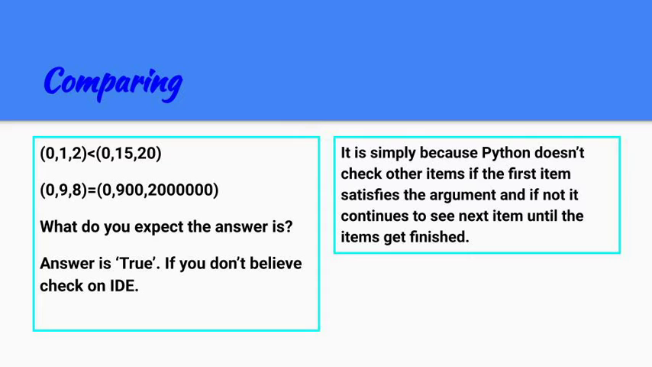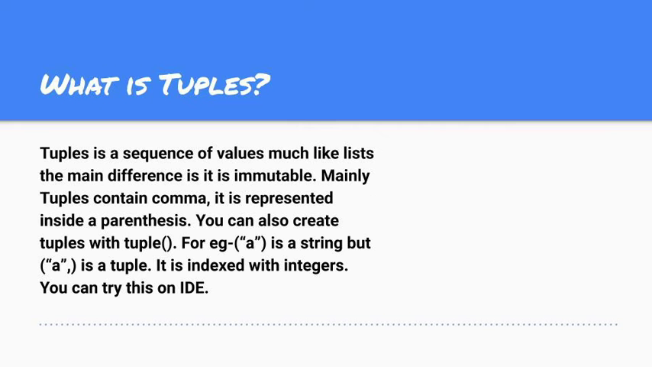Comparing both of them are true. Why? The answer is because Python doesn't check other items if the first item satisfies the argument. What are tuples? Tuples are used to store multiple items in a single variable. Tuples contain commas and round brackets.